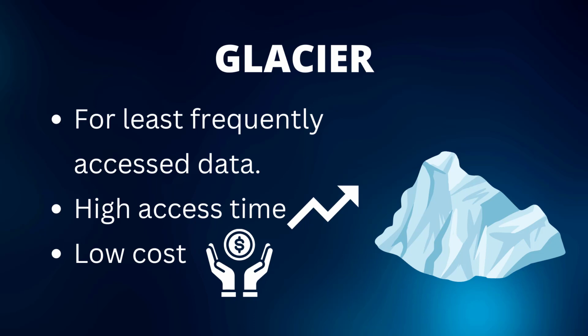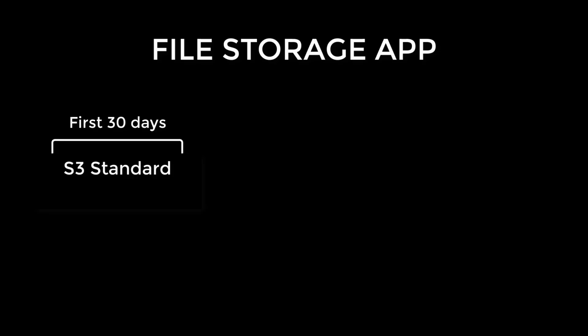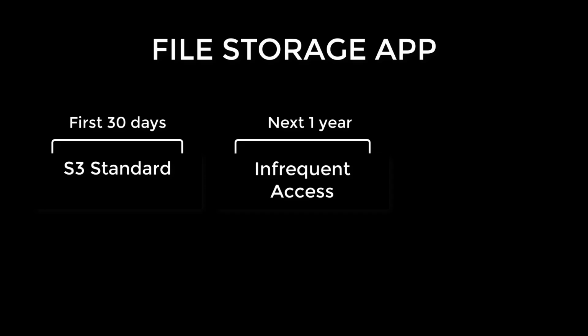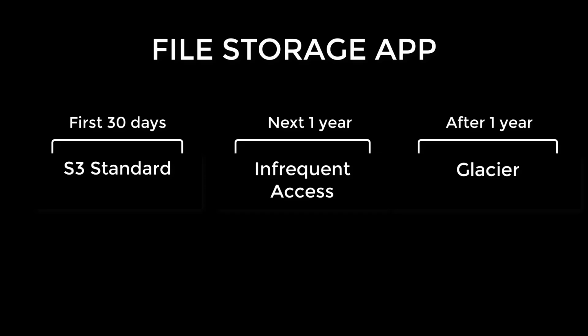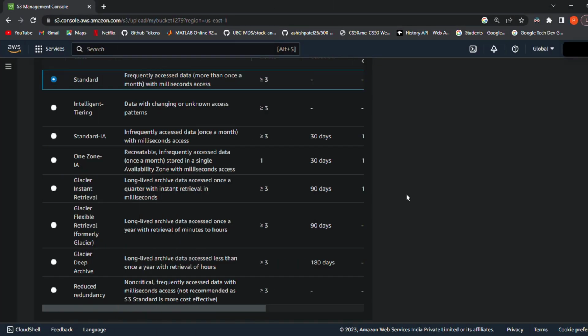Now let's take an example to better understand things. Say you create a file storage app. Now, for the first 30 days, files can be kept in Standard storage, then after that, move to IA, and say after 365 days or 1 year, they can be moved to Glacier, as the probability that it will be used is very less and hence the access frequency will be very less. That's about storage class. Let's move ahead.